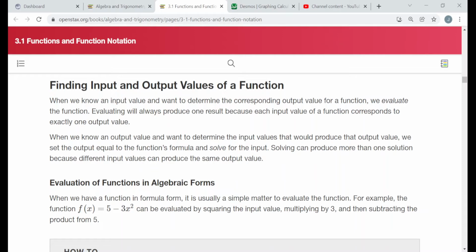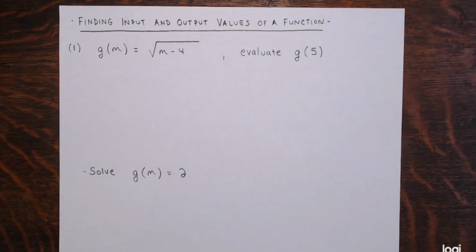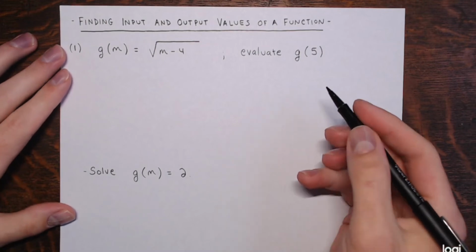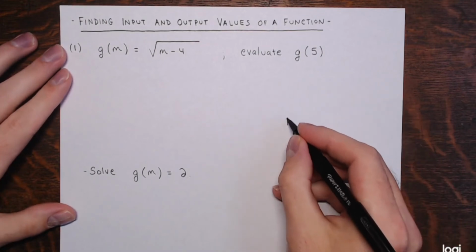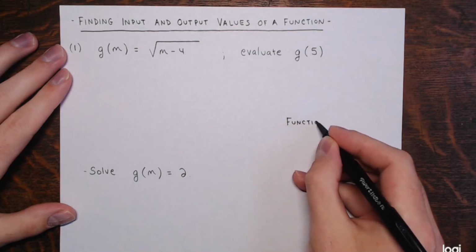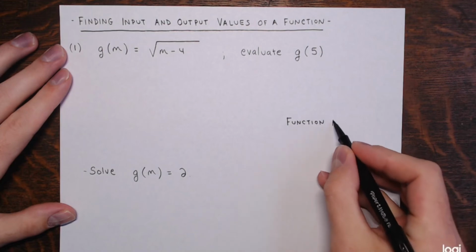Alright, so let's just get started in the examples here. I have them written out. Alright, so we're just given a function, an equation, a formula for a function, and asked to find certain inputs or certain outputs. So we have to understand something about what's called function notation. Do this off to the side here. Function notation.